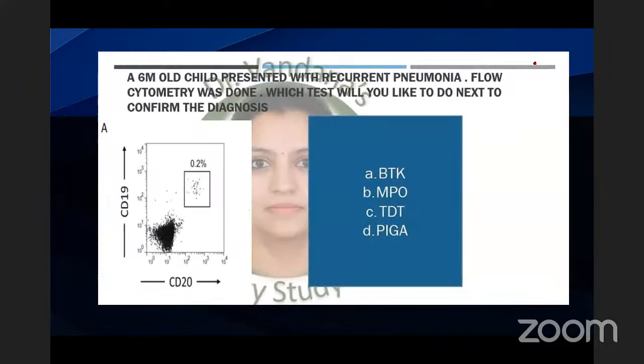Okay, now let's go to the next. Who can answer this question? So this is a 6-month-old child with recurrent pneumonia and flow cytometry was done. Which test would you like to do next? Okay, so this patient has recurrent pneumonia. So what is this child having? When you put the markers here for CD19 and CD20, you see that there are no B lymphocytes. Okay, so there are neither CD20 positive cells nor CD19 positive cells. So that means this is a case of Bruton hypogammaglobulinemia. So this is agammaglobulinemia basically, because you can't see any B cells. So this is Bruton agammaglobulinemia, and the mutation here is BTK. Perfect, guys. Very good.